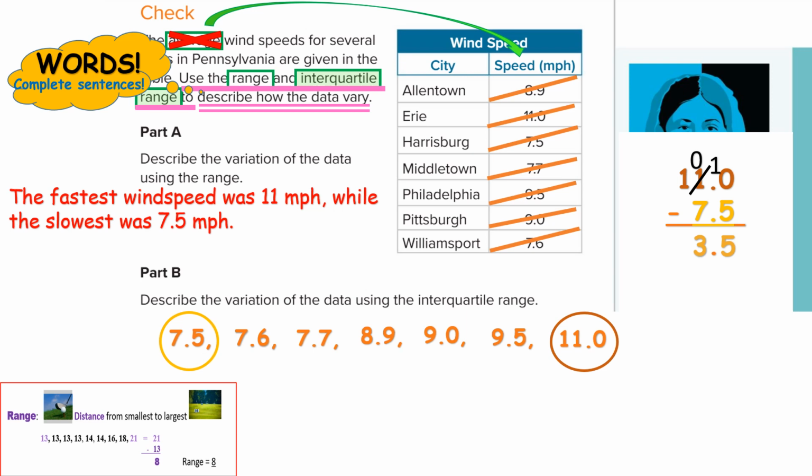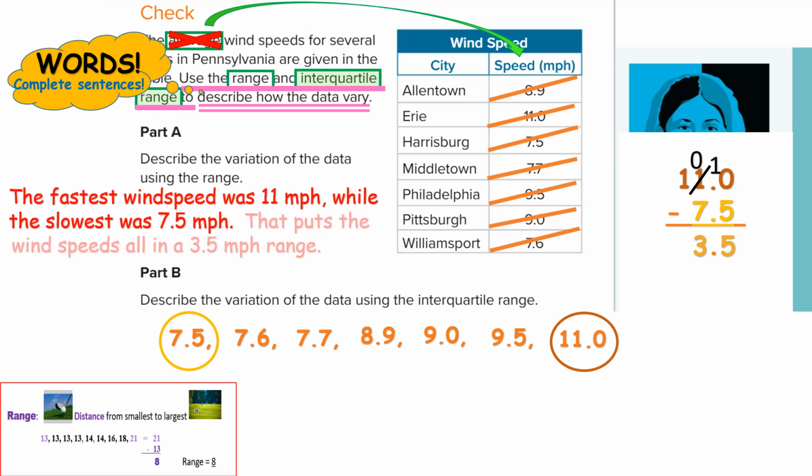So this is the second part. I have to describe it. I have to use words and sentences, complete sentences. So I would say that the fastest wind speed was 11 miles per hour, while the slowest was 7.5 miles per hour. Now you can get more specific and give the names of the cities if you want, but it's not required. But that's just indicating the numbers that I'm using.